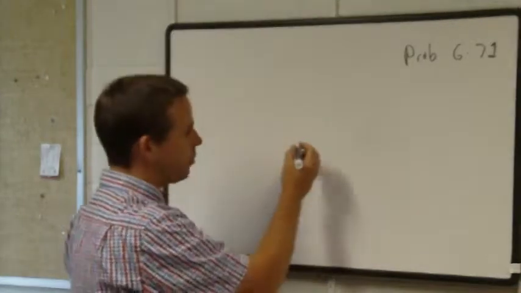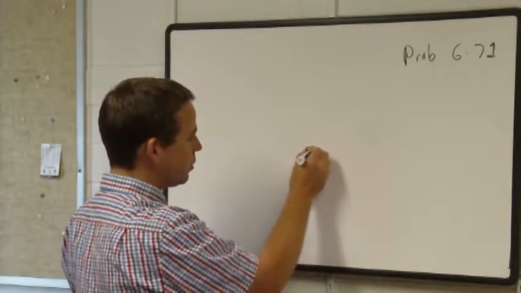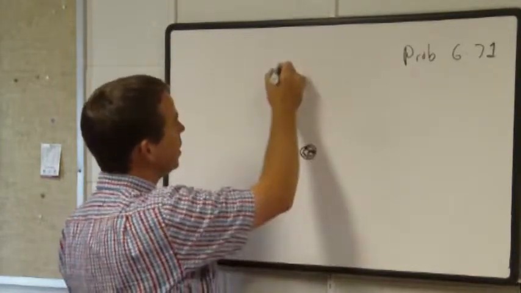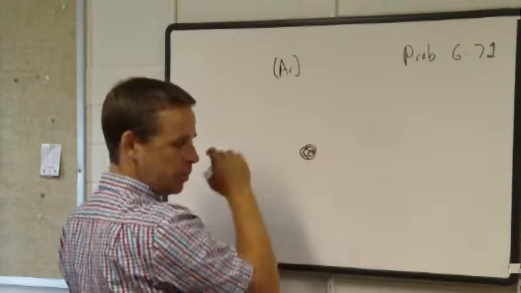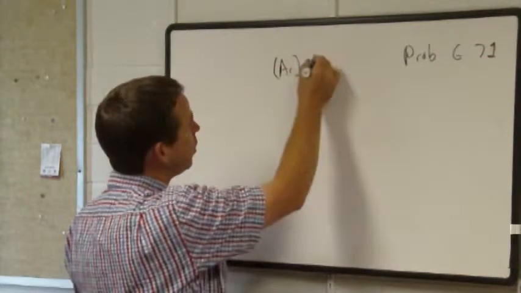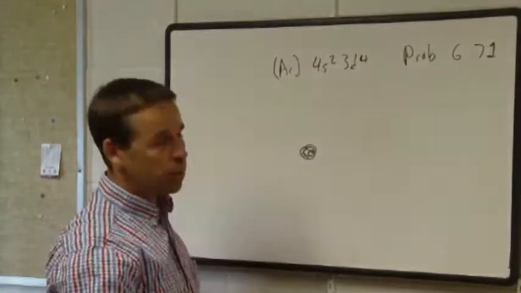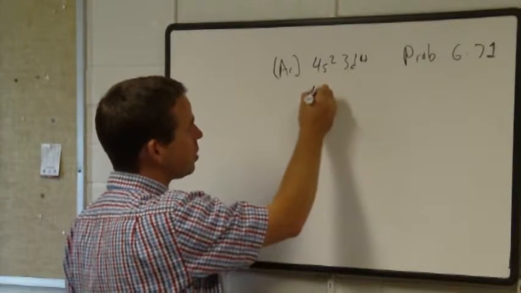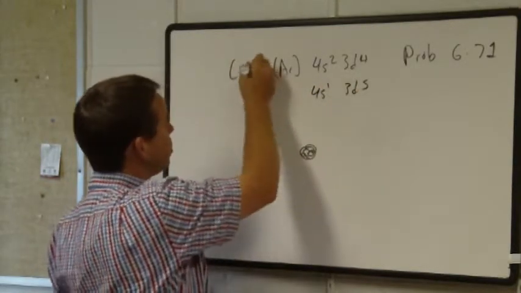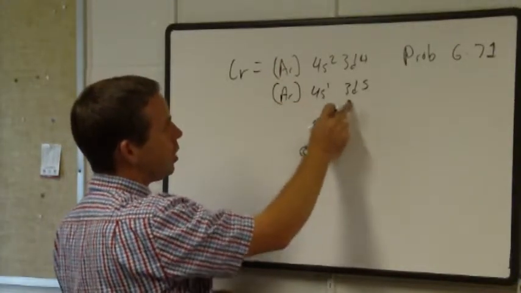So let's use chromium for an example for just a second. Let's say here's our nucleus for the chromium, right? The electron configuration for chromium is argon, and then we have 4s2, 3d4. That's the electron configuration for chromium. Now what they've shown us is 4s1, 3d5. So this is chromium, but they've shown us argon core, 4s1, 3d5.